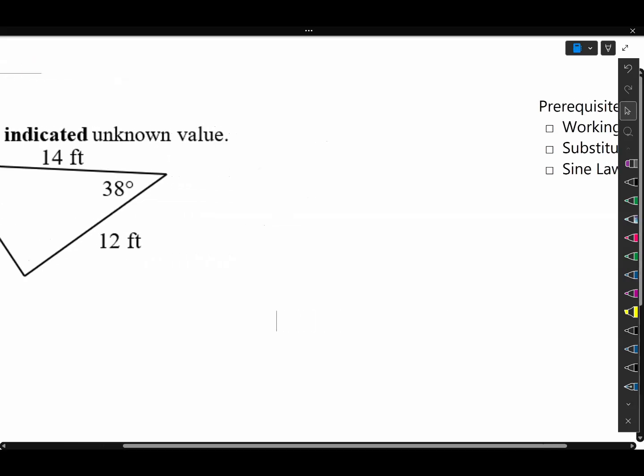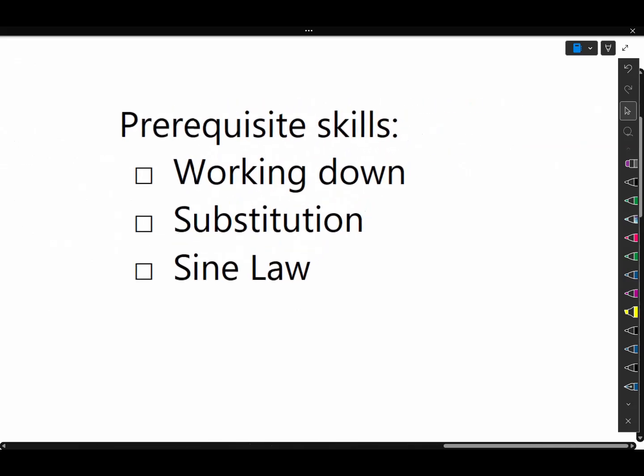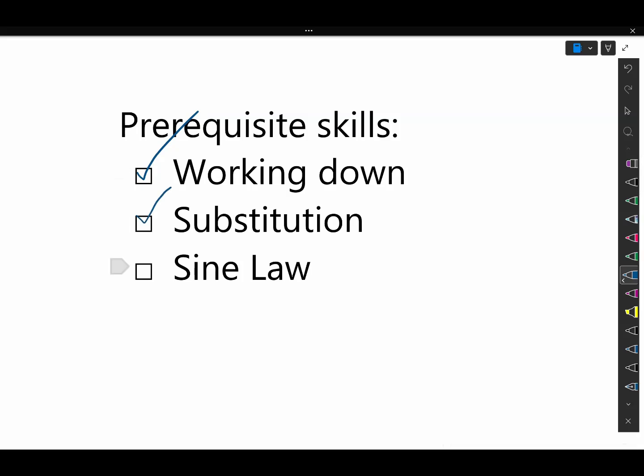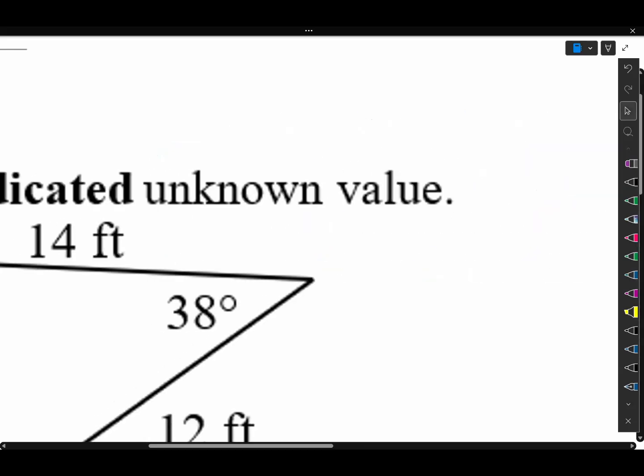The prerequisites we are going to rely on here: we'll rely on your ability to work down with an equation, we'll rely on your ability to substitute values into an equation, and we'll rely on your ability to use cosine law. Really our main focus there is how to label your triangle in a suitable way that sets us up for using our cosine law.